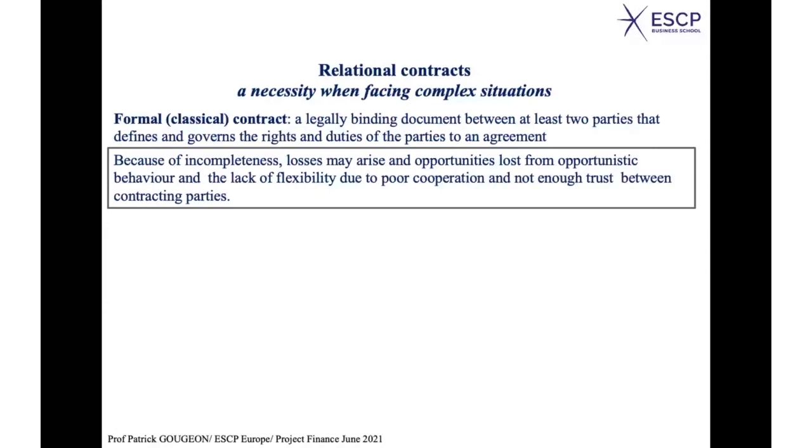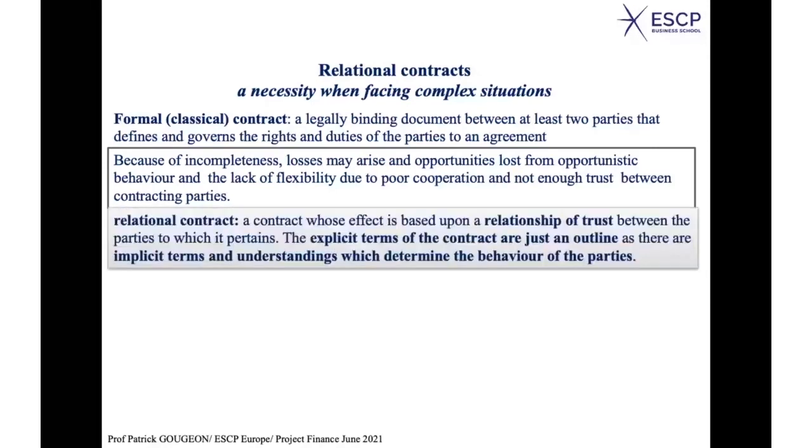A relational contract, I'm defining here, is a contract whose effect is based upon a relationship of trust between the parties to which it pertains. The explicit terms of the contract are just an outline. You just take the traditional contract as a document which exists, which you can use, but there are also implicit terms and understanding which determine the behavior of the parties. If you have a relational contract, you have norms of behaviors, an implicit understanding of how to do things, even if it's not written.